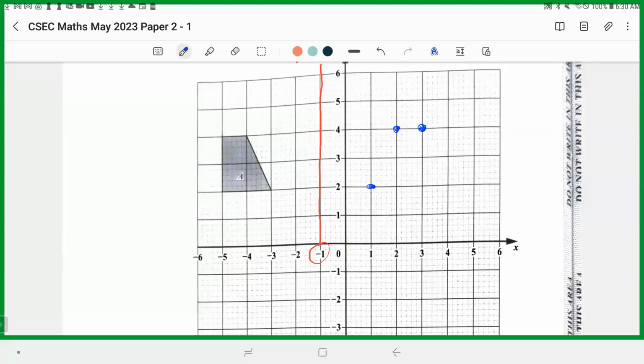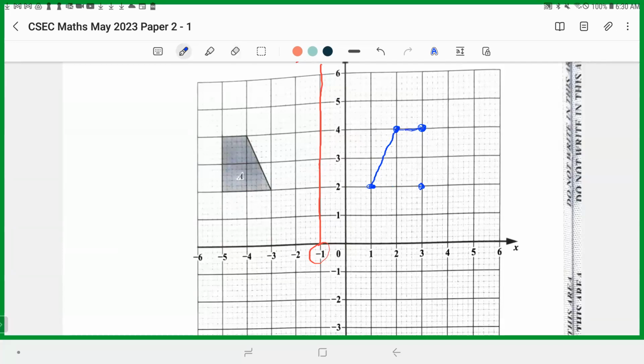And similarly, this point is 4 units from the mirror line. 1, 2, 3, 4. It's going to go 4 units on the other side. 1, 2, 3, 4, right under this point to here. So those would be basically the vertices on the image.